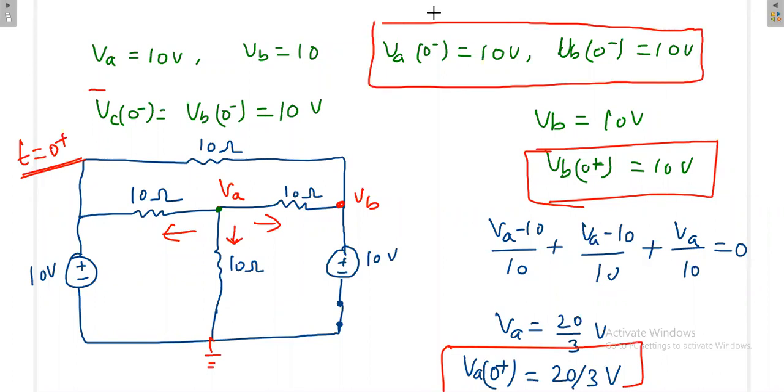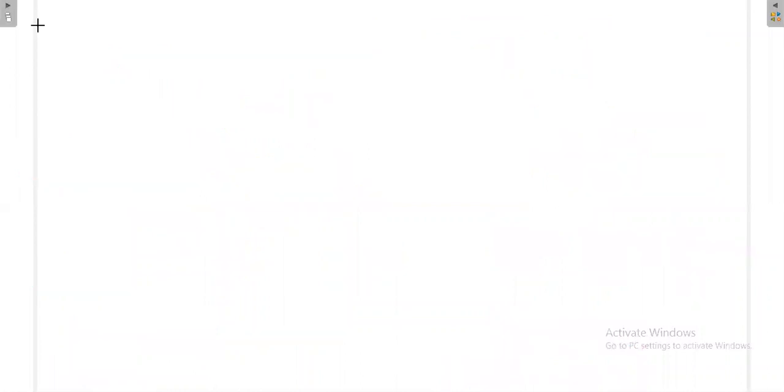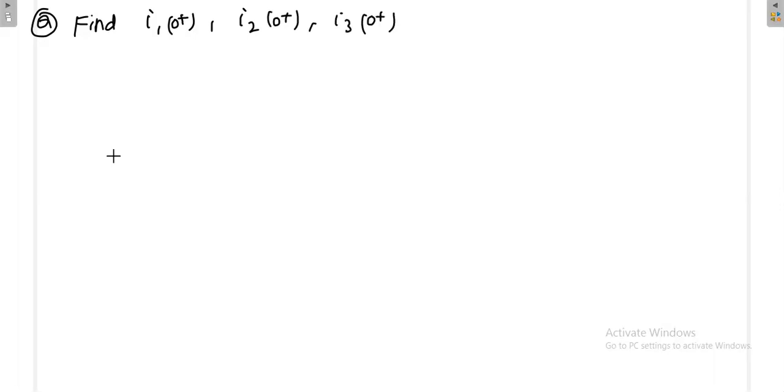Okay, next let's see another question. Find I1 0 plus, I2 0 plus, I3 0 plus. Just after the switching we have to calculate what the currents are. This is like a bridge circuit model.